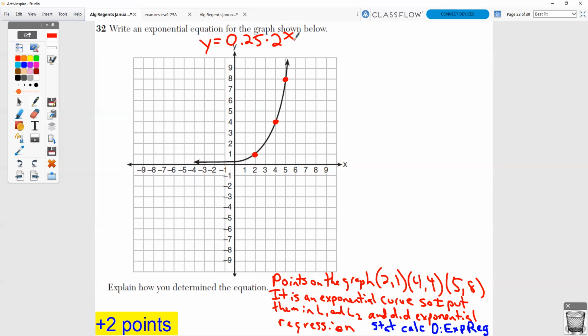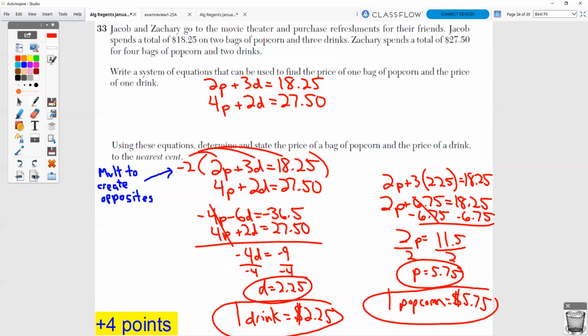So getting the equation is worth 1 point. This was your A value, this was your B value. And then explaining how you did it, you found the points on the graph and then did an exponential regression, is worth 1 point. In question number 33, now we have a 4-point question.